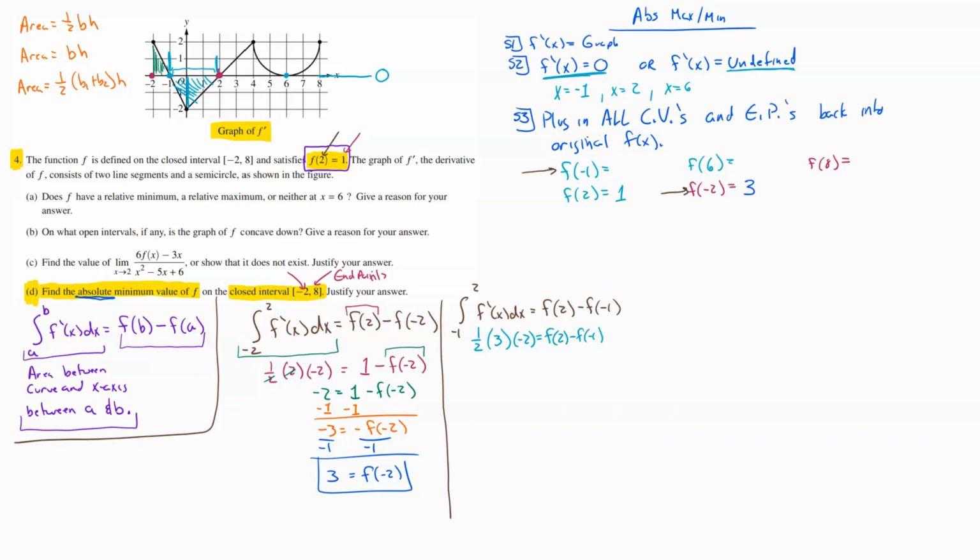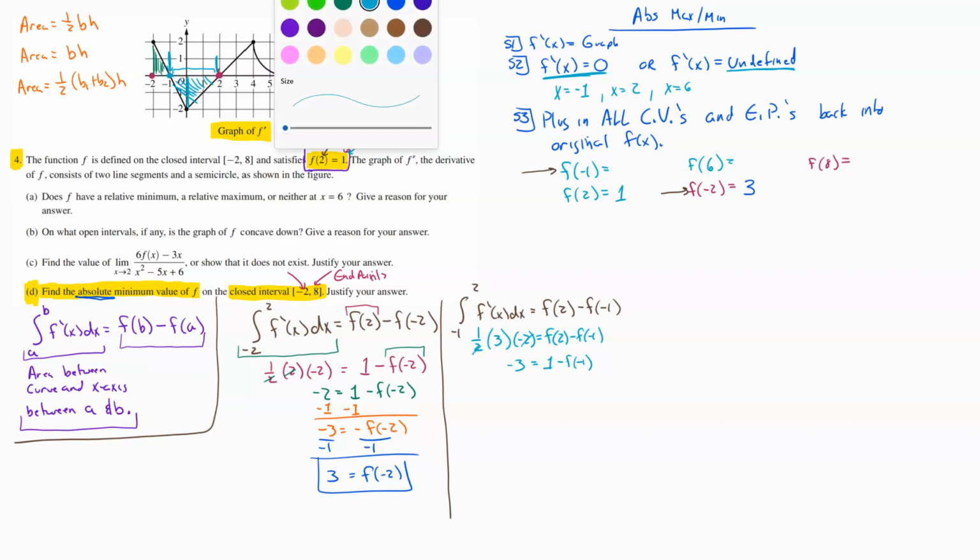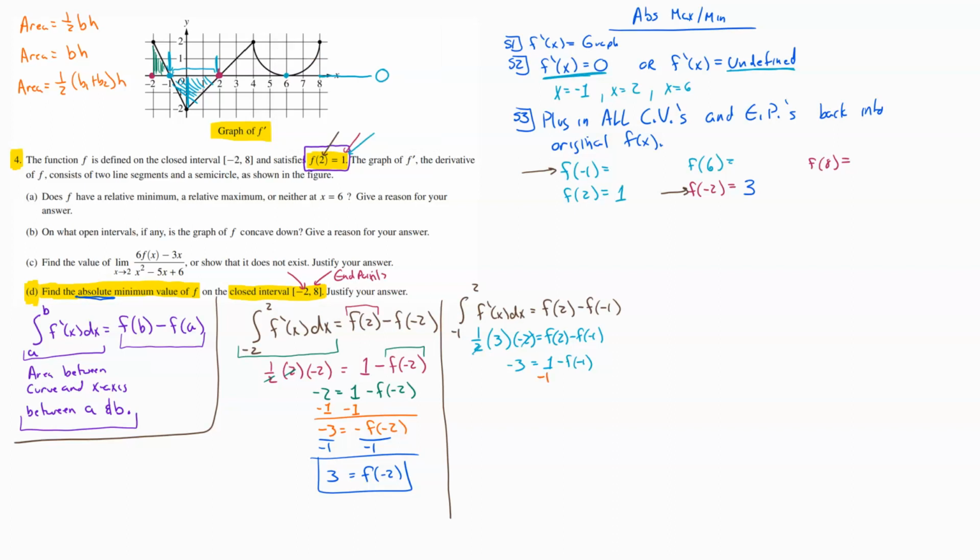So cleaning up the left-hand side, the 2's will cancel. We'll be left with -3 equals f of 2. Again, we know that was given to us, so that's 1 minus f of -1. Move the 1 over, so we're going to subtract the 1, subtract the 1. We get -4 equals negative f of -1. And then last little move, divide by -1, divide by -1. We end up with f of -1 is going to equal -4 divided by -1, which gets us 4. So now we've figured out that value.